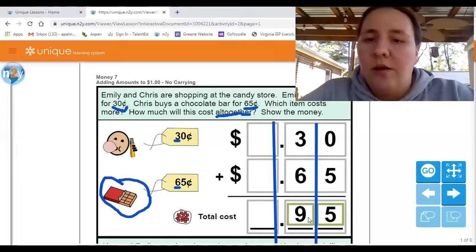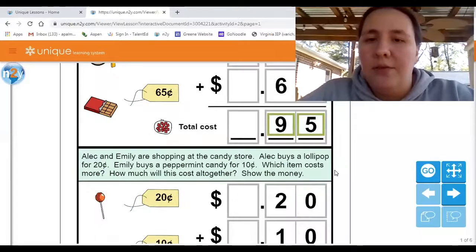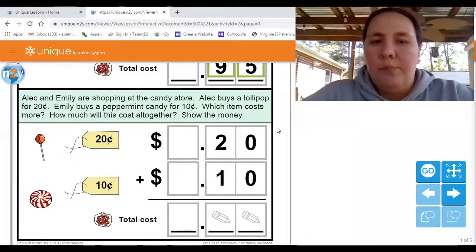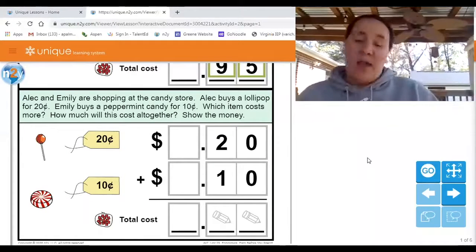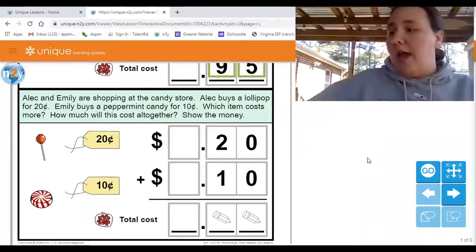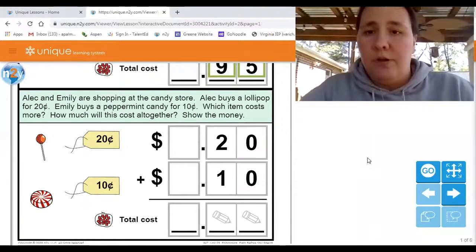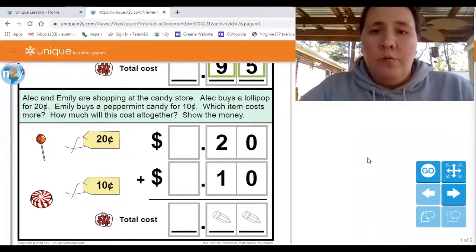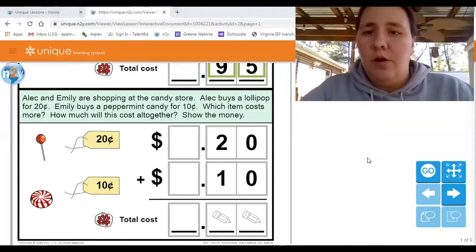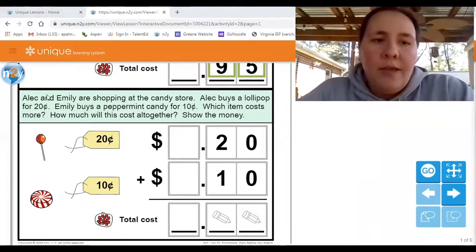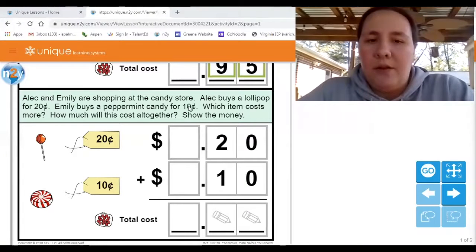Let me clear my drawings and we're going to try the next one together, okay? So let me move this over a little bit. There we go. All right, so first step, I always read my words first, and then I'm going to underline important details for the story, okay? So here are my words. Alec and Emily are shopping at the candy store.